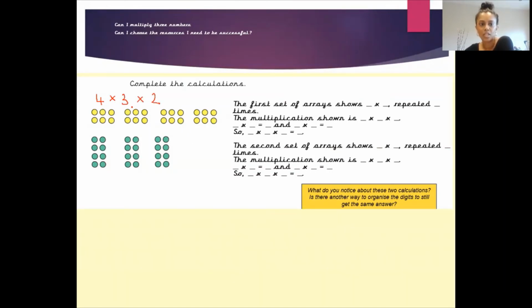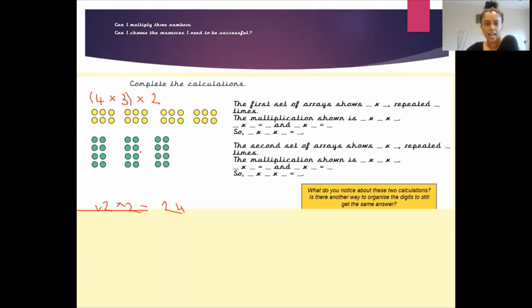I could do 4 times 3 first of all. So I know that 4 times 3 is 12. And then I could do 12 times 2, which equals 24. I could also do 3 times 2, which equals 6, and then 6 times 4, which equals 24. So no matter which way round you times it, you will still end up with the same answer. The brackets just help us to know what we're going to be timesing first. So if I put my brackets here, I know I'm doing 4 times 3, and with the answer, I'm then going to times that answer by 2.